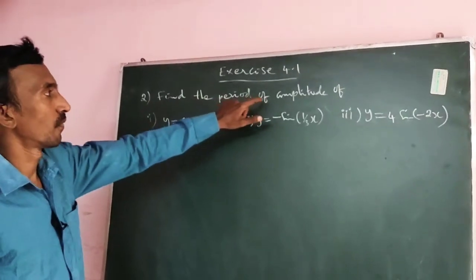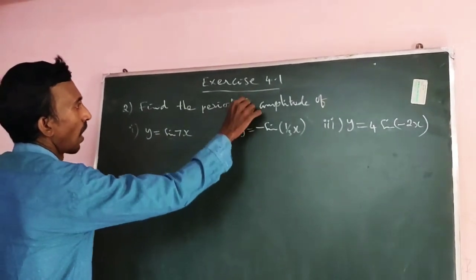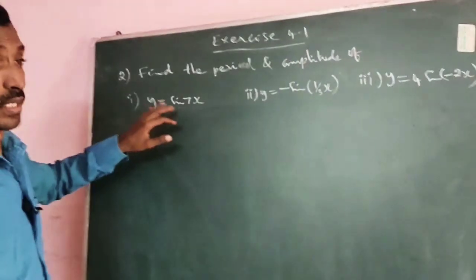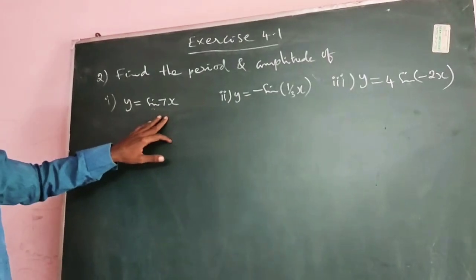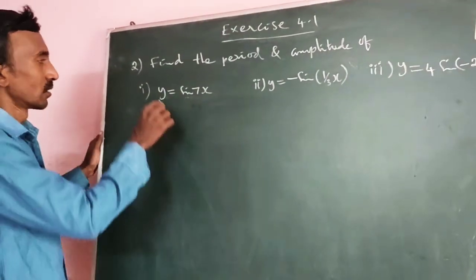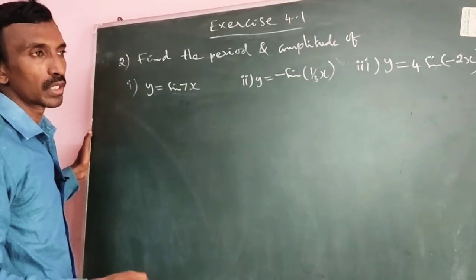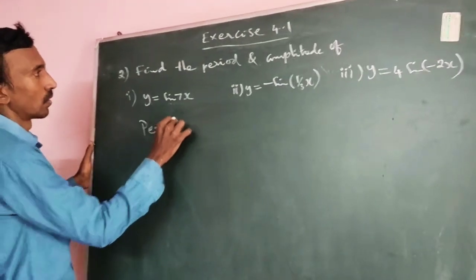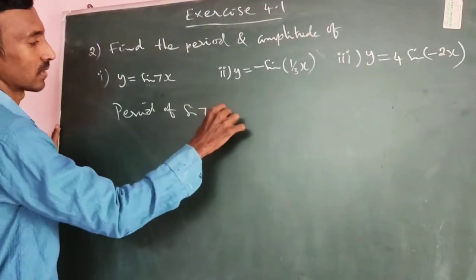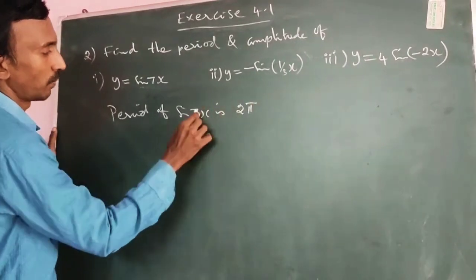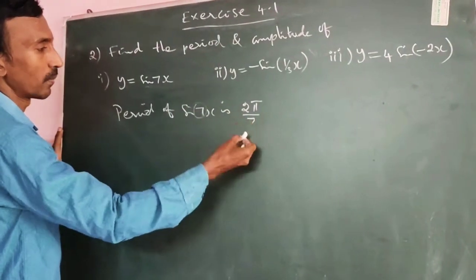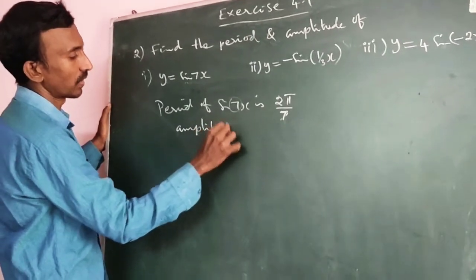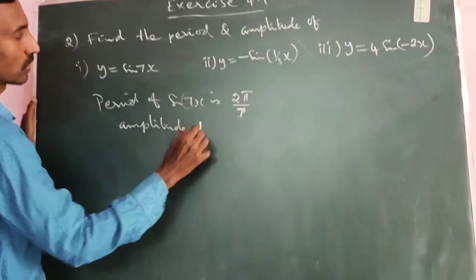Now the period and amplitude of the three functions. We know that the period of the sine function y equal to sin x is 2 pi. So the period of sin bx equal to 2 pi by modulus of b, just remember it. So the period of sin 7x is 2 pi by 7, since b is 7. Obviously the amplitude is 1.